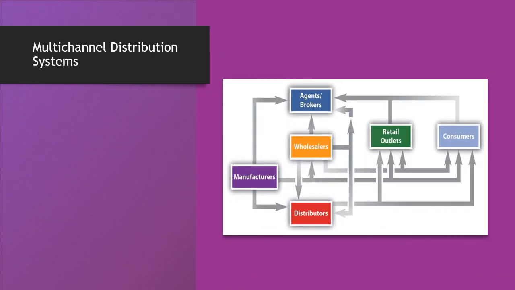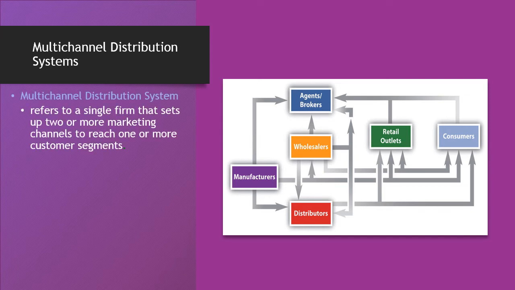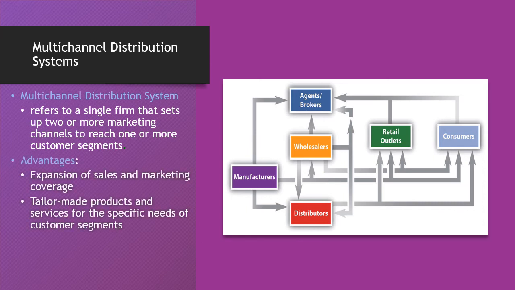I introduced this figure earlier in the lecture. This is an example of a multi-channel distribution system. Almost every large company and many small ones distribute through multiple channels. Now, a multi-channel system offers many advantages to companies facing large and complex markets. With each new channel, the company expands its sales and market coverage. It gains opportunities to tailor its products and services to specific needs of diverse customers.